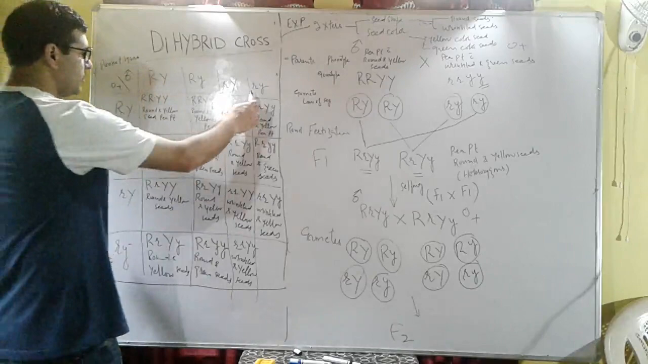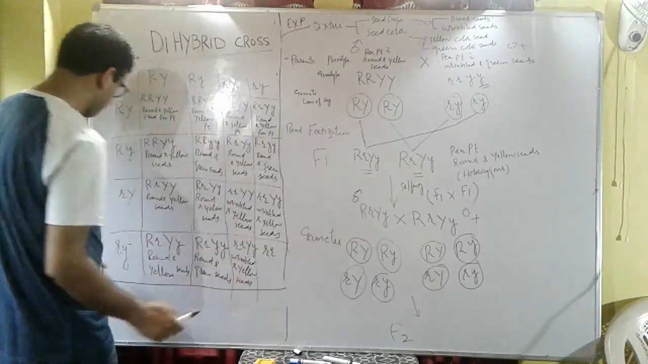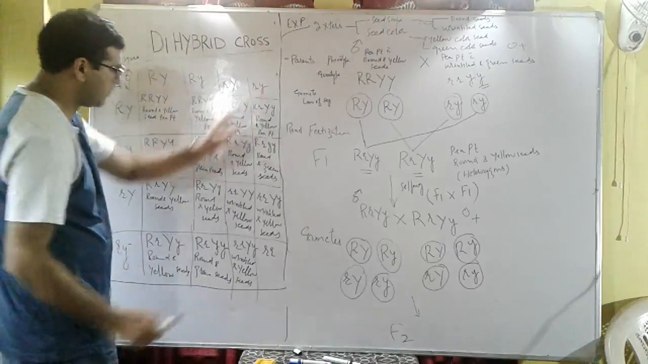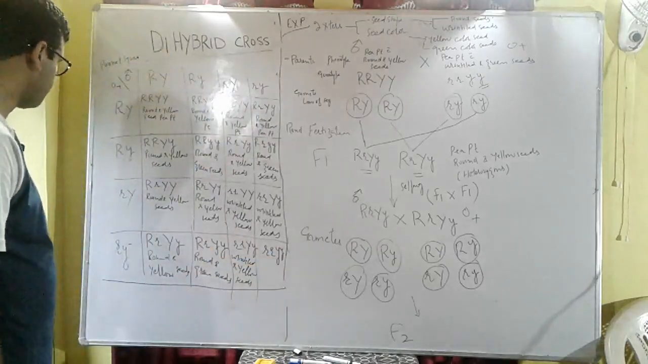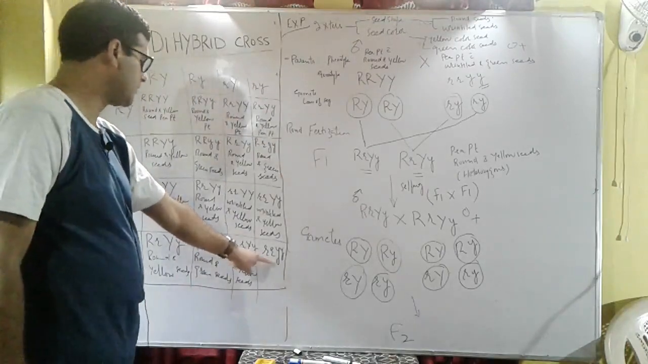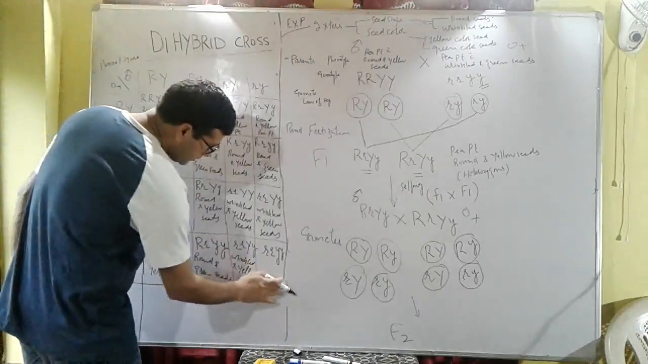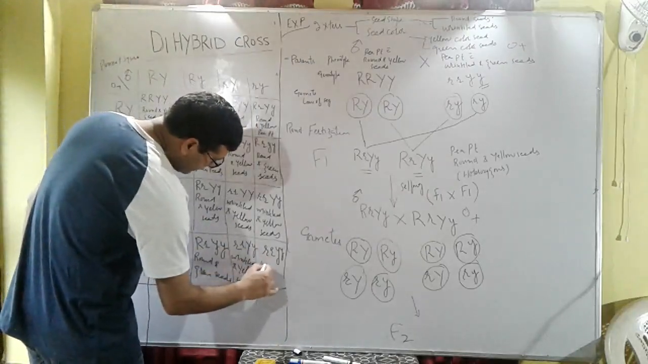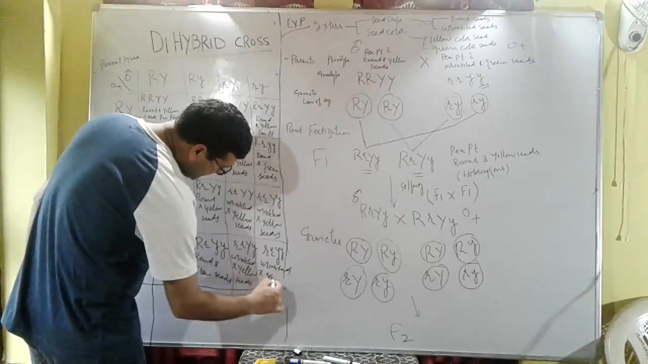Then we have small r, small r, small y, small y, small y, small y. This is the pea plant with small r, small r, which is for wrinkled seeds, and small y is for the green seeds. So this pea plant would be a pea plant with wrinkled and green seeds.